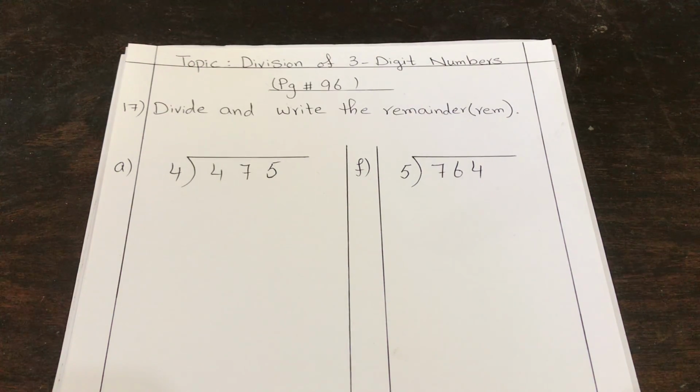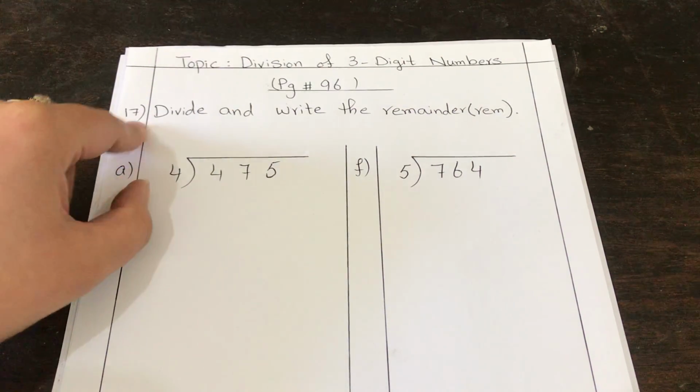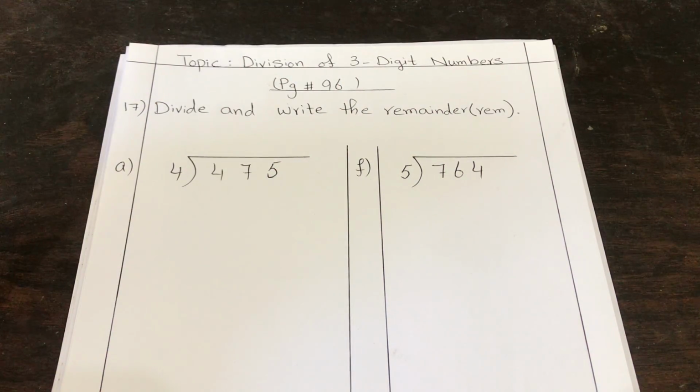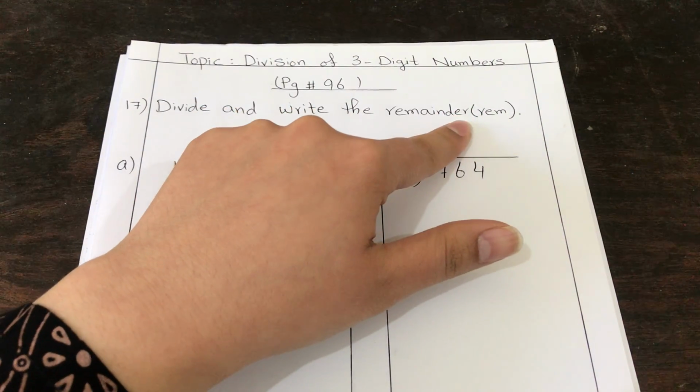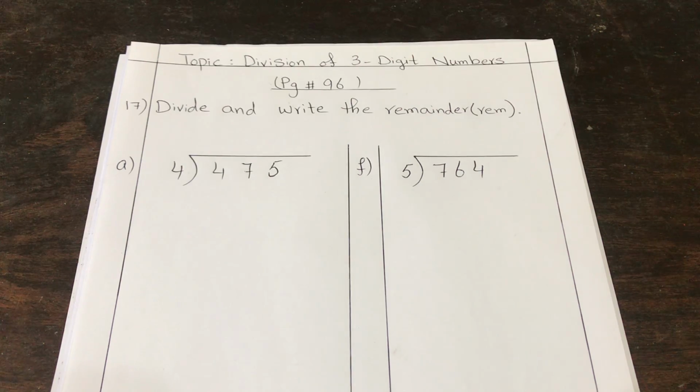Students, today is the last lesson about division. We are going to discuss question number 17 of your page number 96 today. Your question is divide and write the remainder. After division, you have to write your remainder.